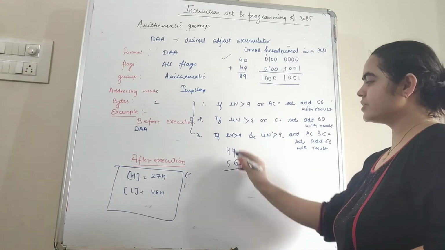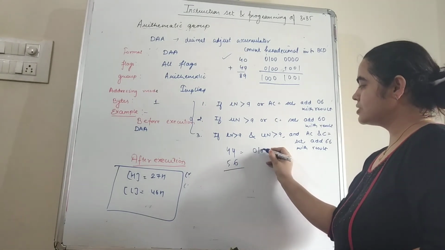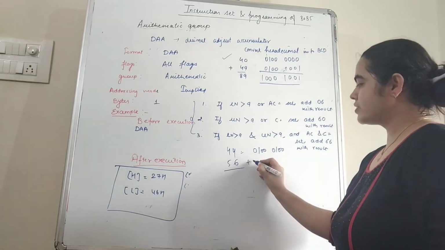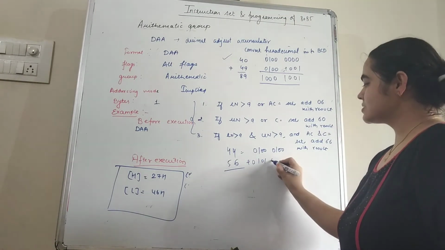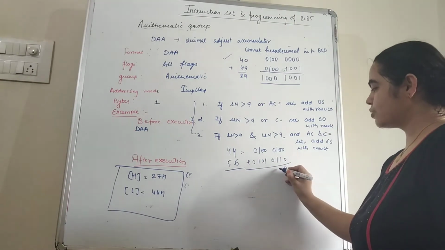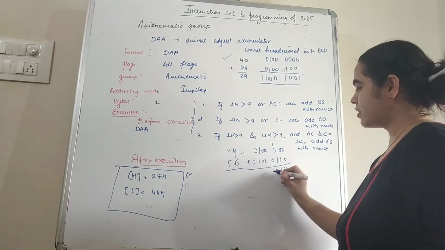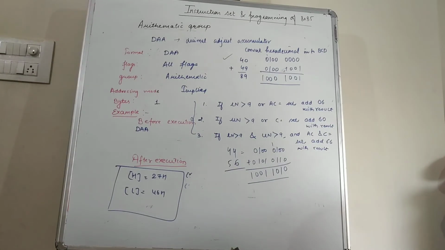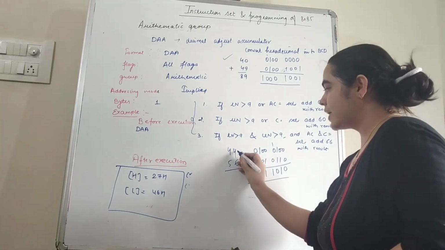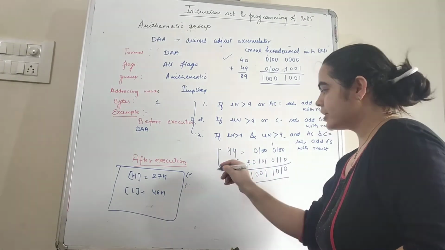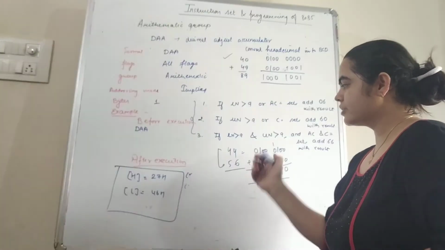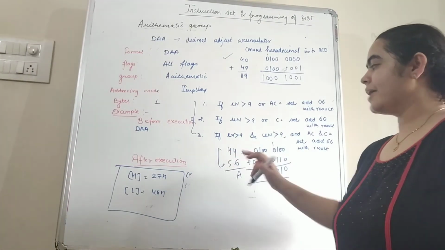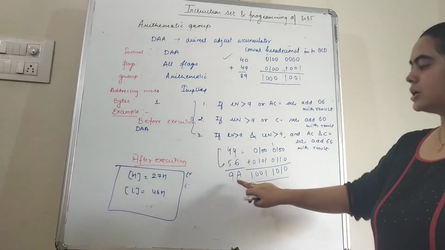So 44 means 0100 0100. Now we add it with 56, which means 0101 0110. Adding these numbers, the result is 1001 1010. If we calculate it with the help of the 8085 microprocessor, 4 and 6 is 10, so 10 is represented in hexadecimal as A, and 5 and 4 is 9. So the result is 9AH.